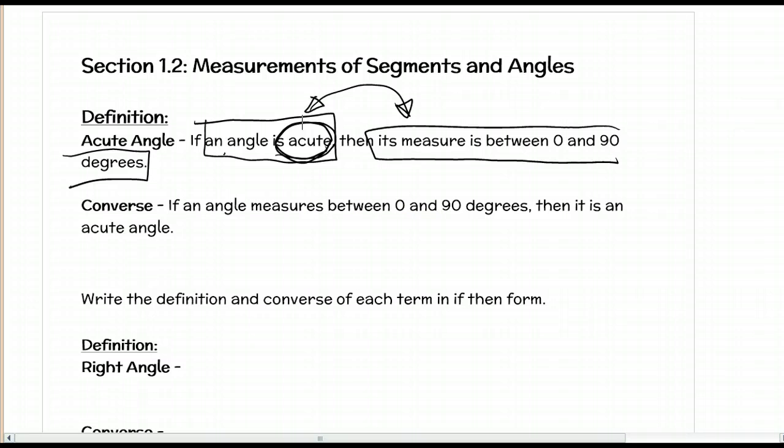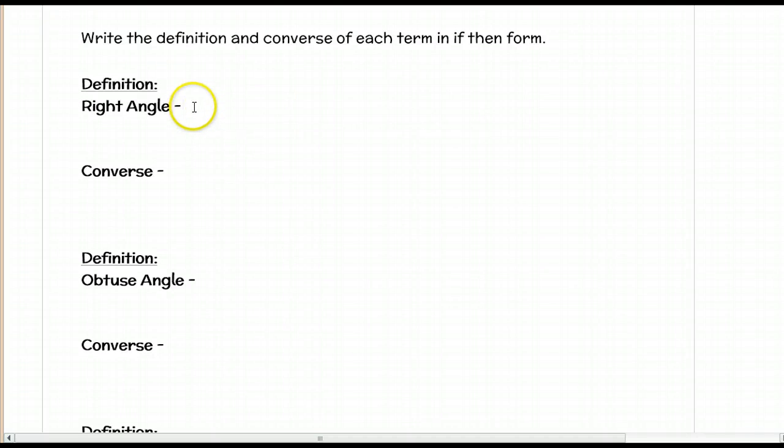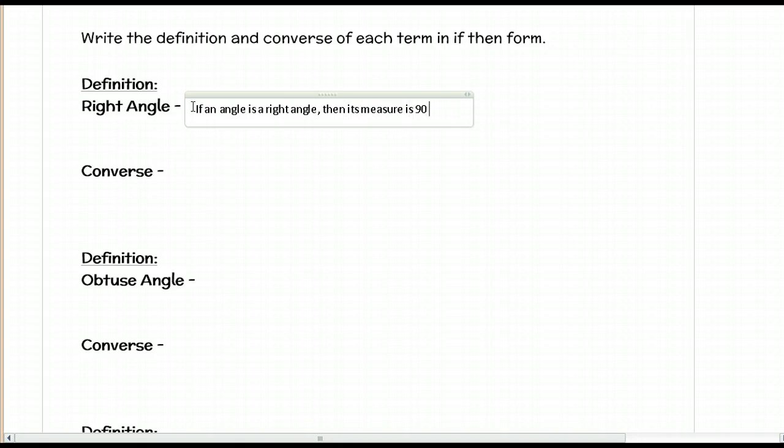Now we're going to go through and write the rest of these definitions and their converses. I'm going to type these in so it's going to go a little faster. Pause when you need to, and write down questions as you have them. For a right angle, we've got: if an angle is a right angle, then its measure is 90 degrees. Notice we've got the term in the hypothesis, the stuff after the word if.